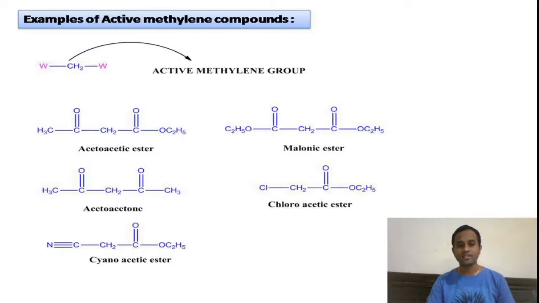We are going to discuss the preparations, properties, and the synthetic applications of two active methylene compounds. The first one is acetoacetic ester, the second one is malonic ester. Right? In the coming slides, we are going to discuss the preparation, properties, as well as synthetic applications of active methylene compounds, for example acetoacetic ester and malonic ester. Right?